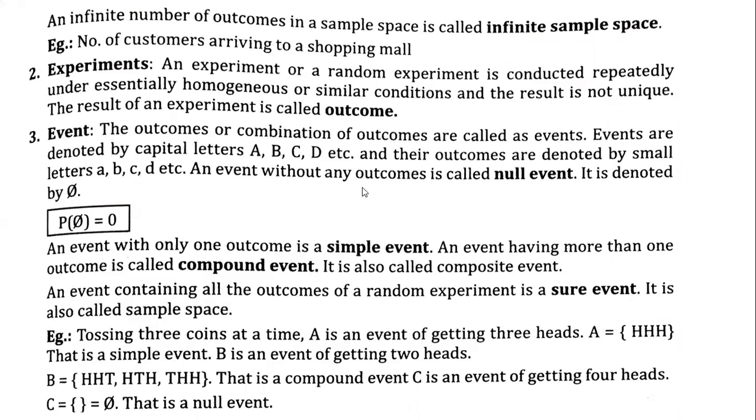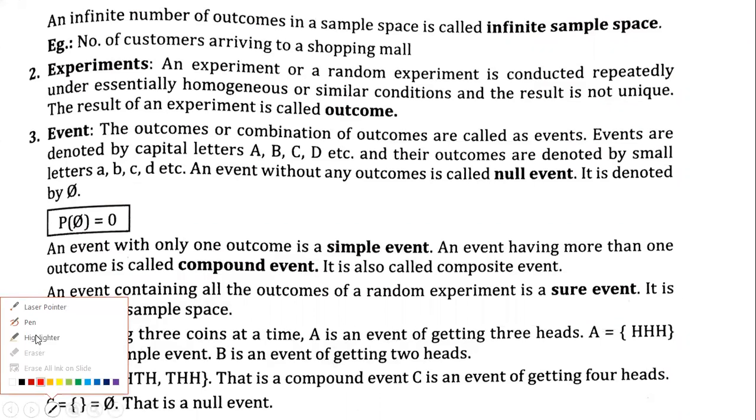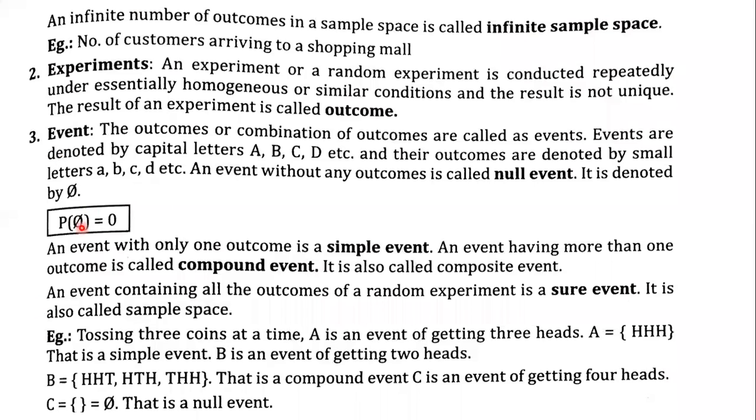An event without any outcome is a null event. This you will have to remember. Null event is written like this. Put a 0 and scratch that 0. One line. Don't scratch it too much. One line on that 0 is called a null event, which means there is no outcome for that event. The notation of null event is like this. And since there is no outcome for the null event, we can write it as 0. So that is an event.